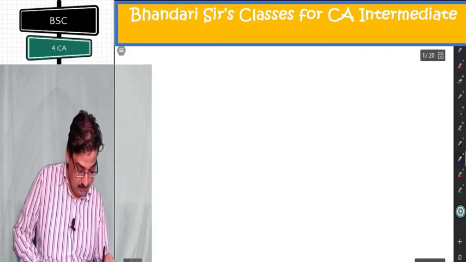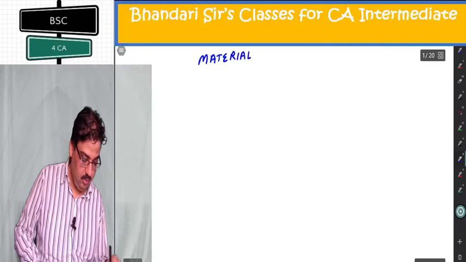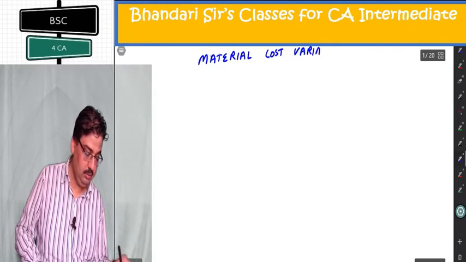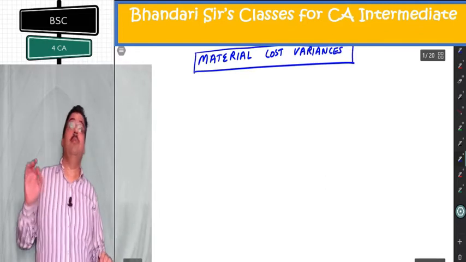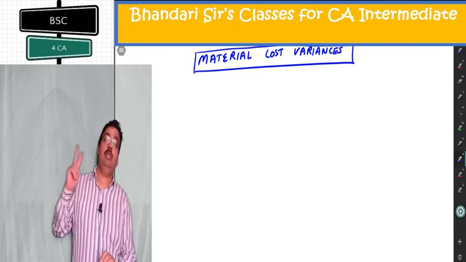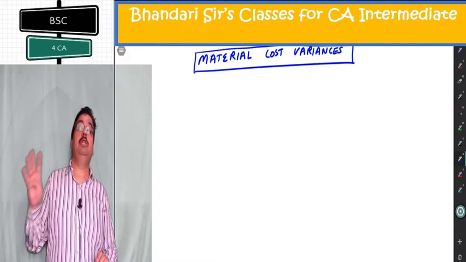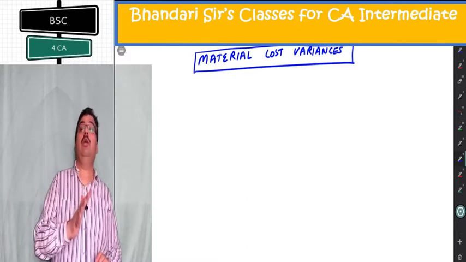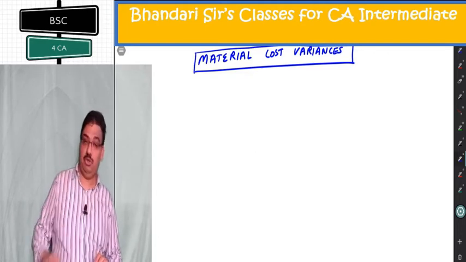So heading is material cost variances. This is category number 5 for you. First was sale value, second was sale margin, third was variable overhead cost, fourth was fixed overhead cost, this is fifth, material cost, and later you will be doing labor cost, and then combination questions will be there.